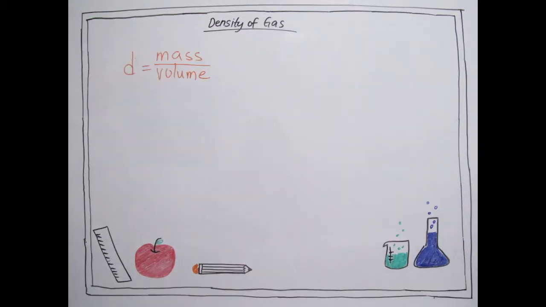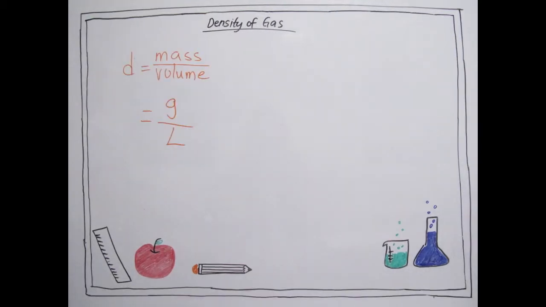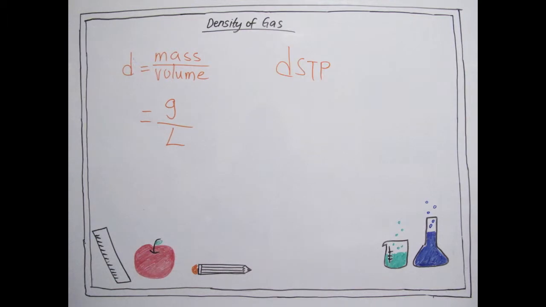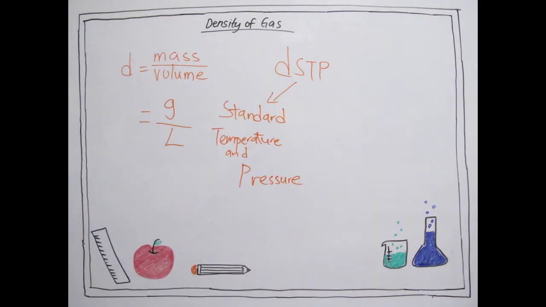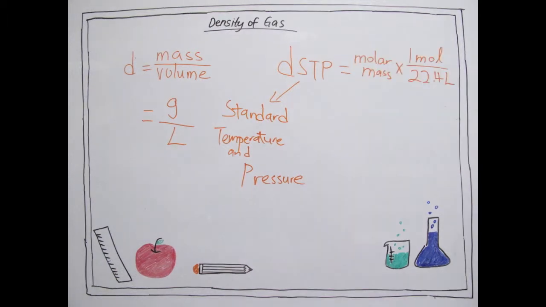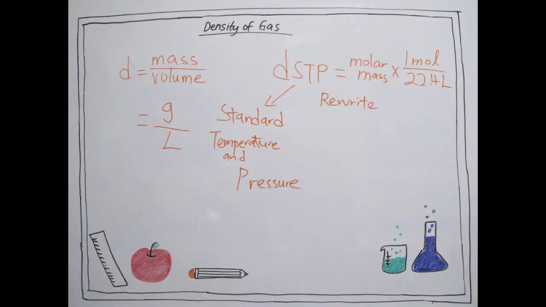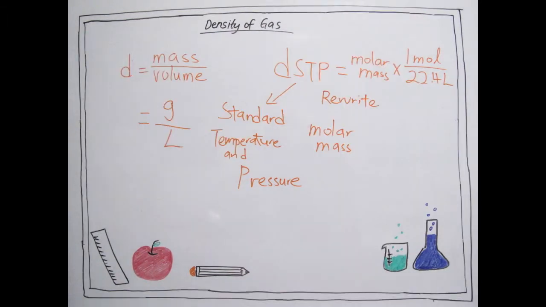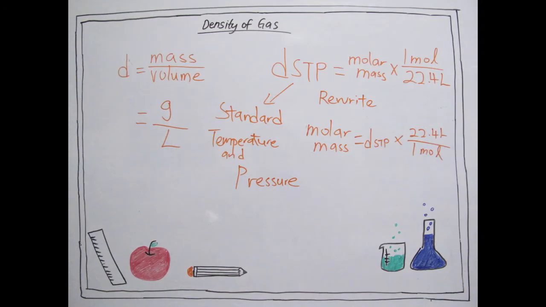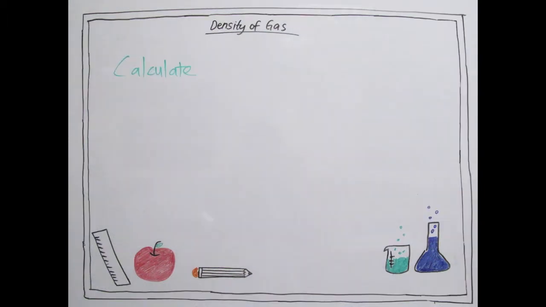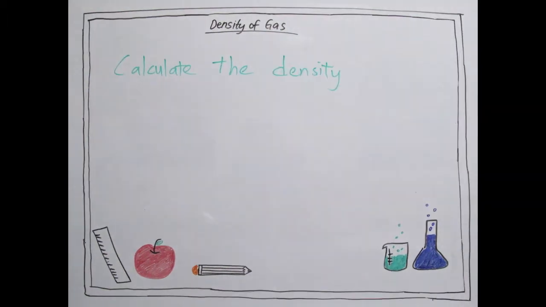Density equals mass over volume. For the unit, it equals grams over liter. DSTP is density in standard temperature and pressure conditions. We can find DSTP of gases by multiplying molar mass by 1 mole over 22.4 liters. To find molar mass using DSTP, we write it as molar mass equals DSTP multiplied by 22.4 liters over 1 mole. Here's an example.